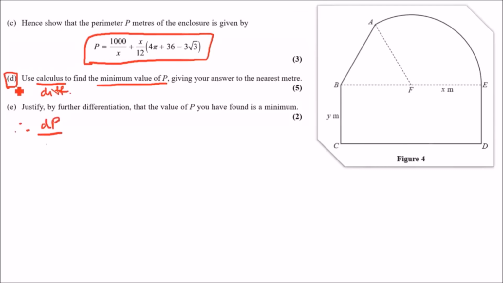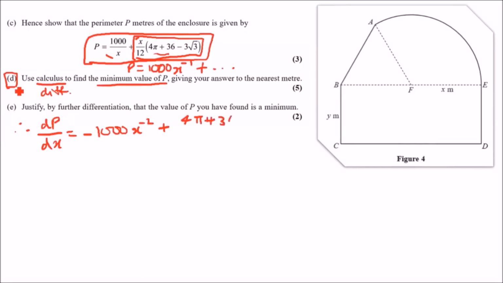So finding dp over dx, the first derivative. Of course, before that, it's best we rewrite this top equation into the standard format. So here we should have p equals 1000 x minus 1 plus, and the rest of the terms are actually fine. Okay, so let's have a go. Differentiate 1000 x minus 1, drop the power down, we're going to have minus 1000 x to the negative 2. Now differentiate the right hand side here, you just treat the rest of these terms as constant. So you're left with plus 4 pi plus 36 minus 3 root 3 over 12.